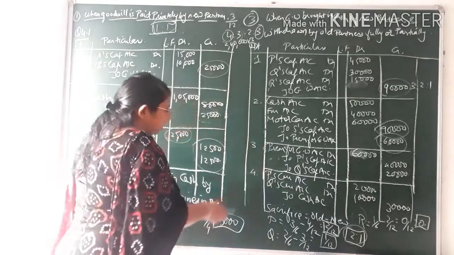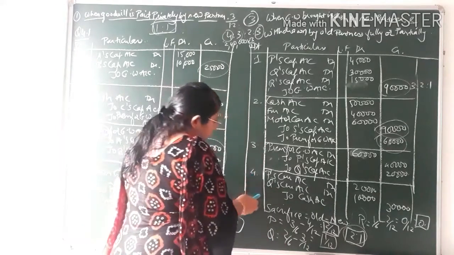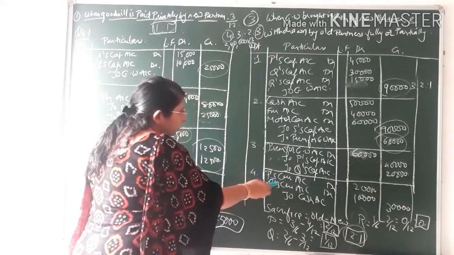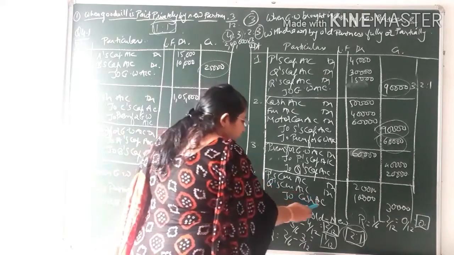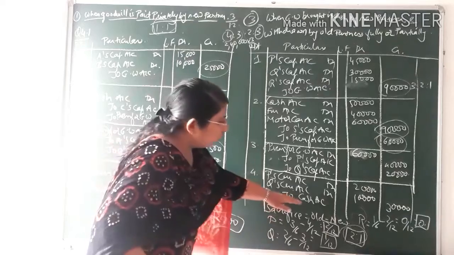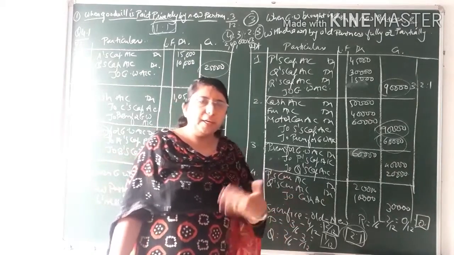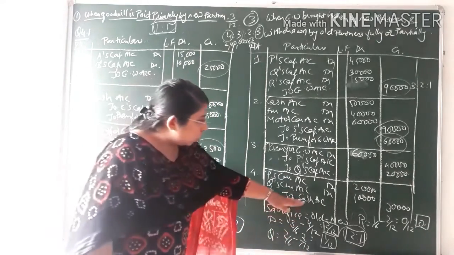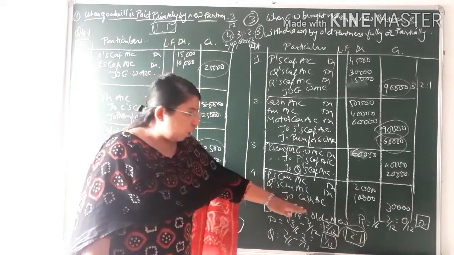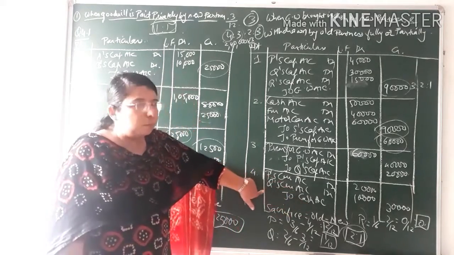So the last journal entry is as per the fixed capital method. Here I have written P's current account debit, Q's current account debit, to cash account, because they are withdrawing. So that much amount of cash will be reduced from the firm. So credit what goes out. These two are the receivers, P and Q.